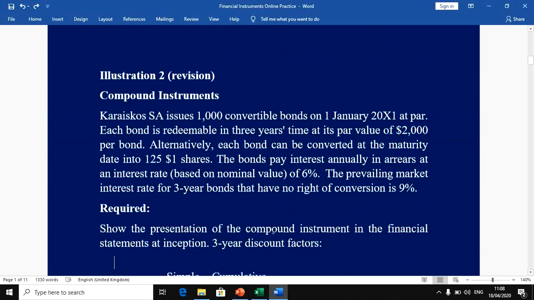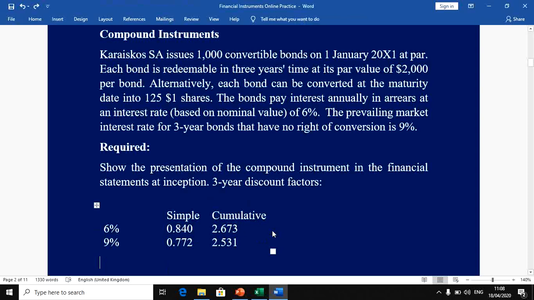It says compound instruments. KSA issues 1,000 convertible bonds on 1st January X1 at par. Each bond is redeemable in 3 years' time at its par value of 2,000 per bond. Alternatively, each bond can be converted at the maturity date into 125 $1 shares. The bonds pay interest per year in arrears at an interest rate of 6%.